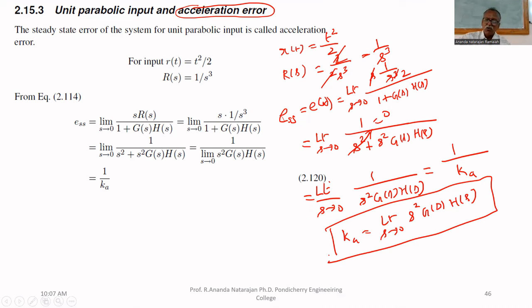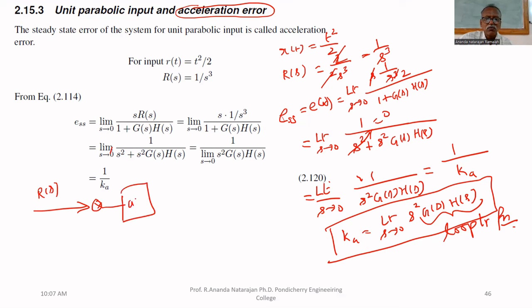G of s h of s is called the loop transfer function. Why? Take the diagram. R of s. Here you will have the open loop transfer function G of s, with output E of s. Here you will get H of s, negative feedback. If you trace the closed loop, G of s, H of s is there. That's why G of s, H of s may be called the loop transfer function.